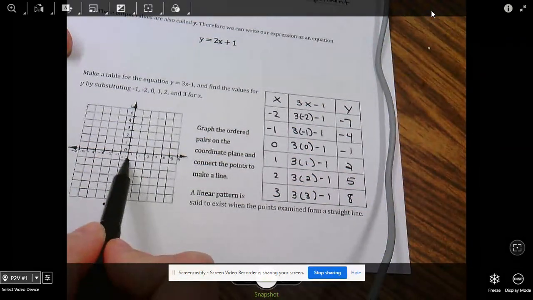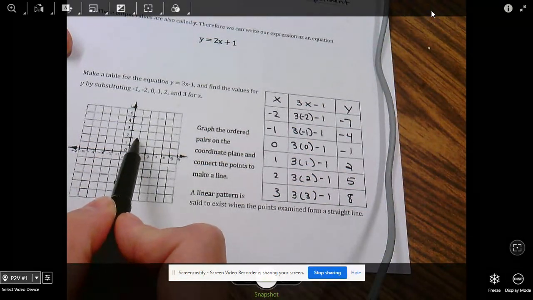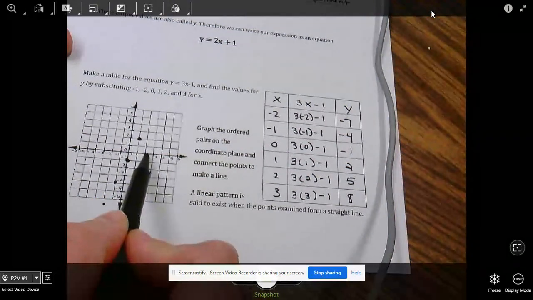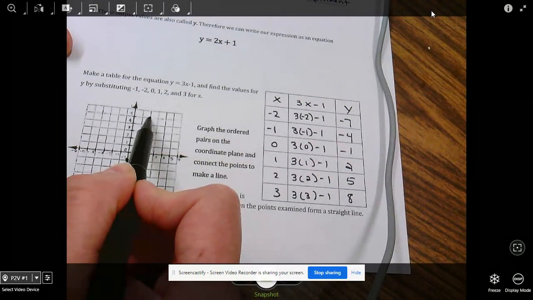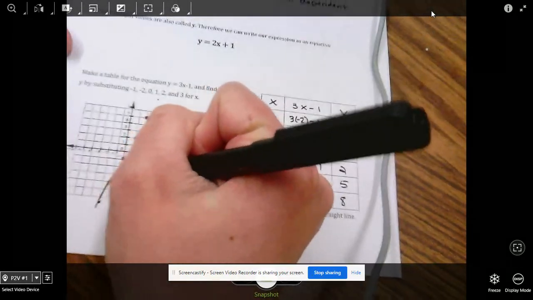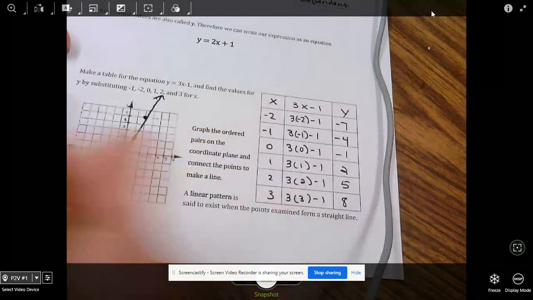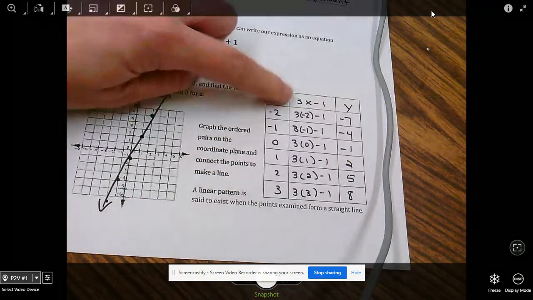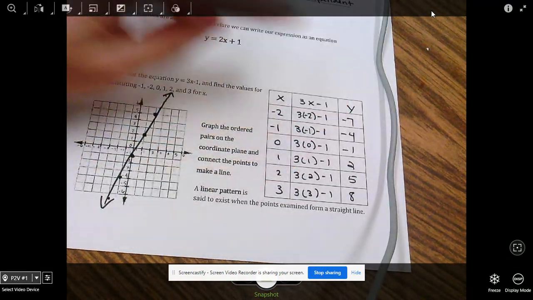0, negative 1, 1, 2, 2, 5, 3, 8. Okay, yeah, it is in a straight line. Okay, so that's how you're going to graph an expression. You put in some numbers, you get some answers.